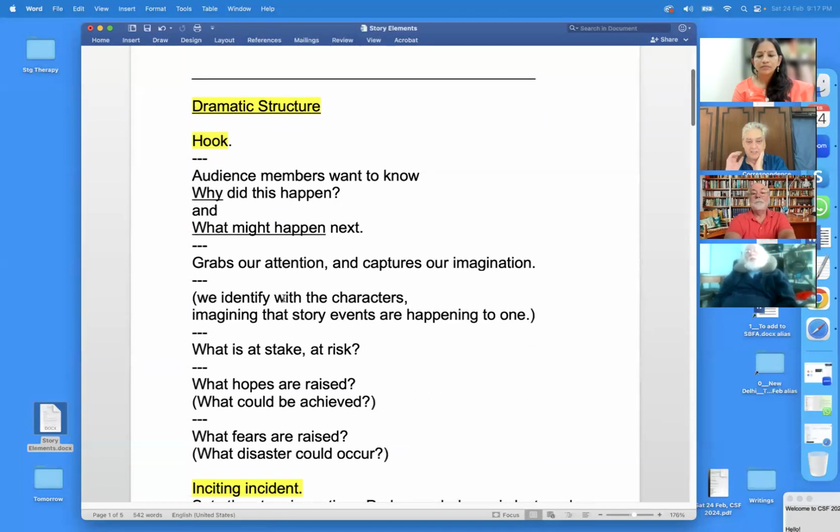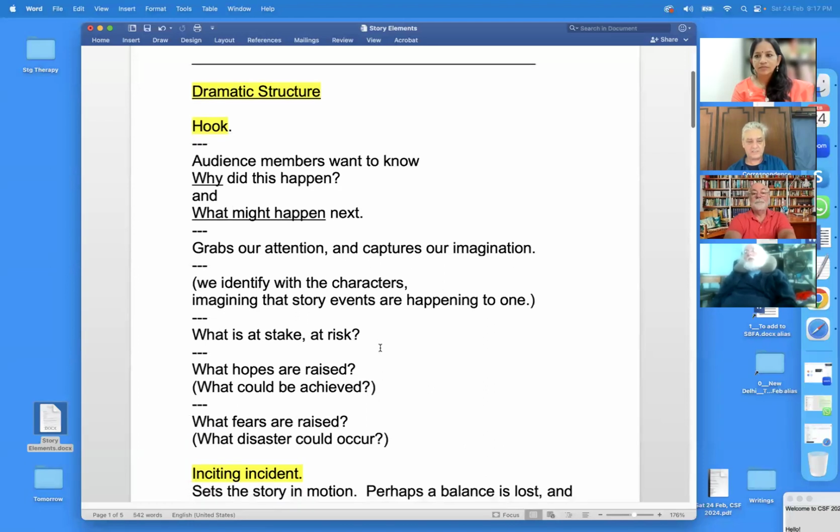What is at stake here? What is at risk? What are the characters hoping for? What are the characters afraid of? So we begin to get situated in the situation.